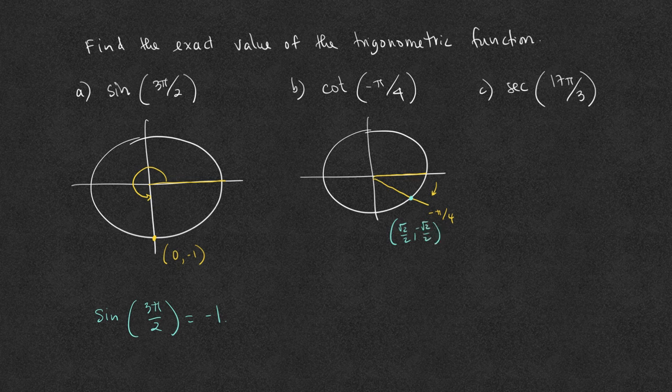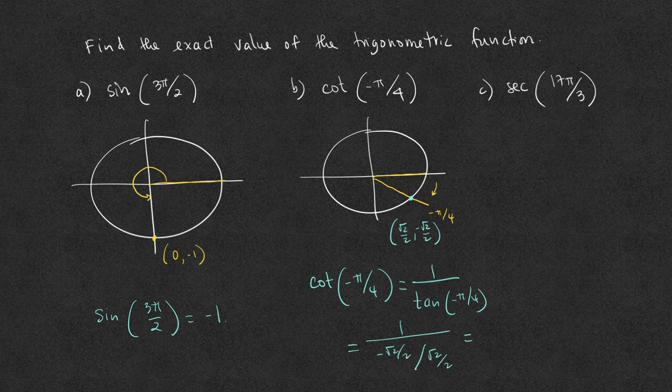And so cotangent of negative pi over 4 is the reciprocal, 1 over tangent of negative pi over 4. And we know that tangent is y over x. This is 1 over -1, or simply -1.